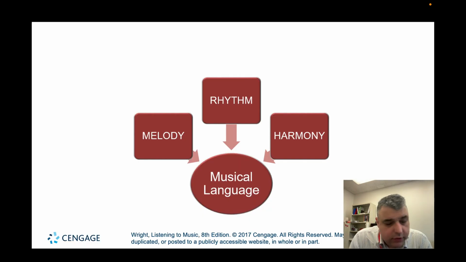When we study music, the first thing we look at is the elements of music. Over the course of the next few slides, we're going to look at the elements of melody, rhythm, and harmony. These three elements combined are going to make up what we call a musical language.